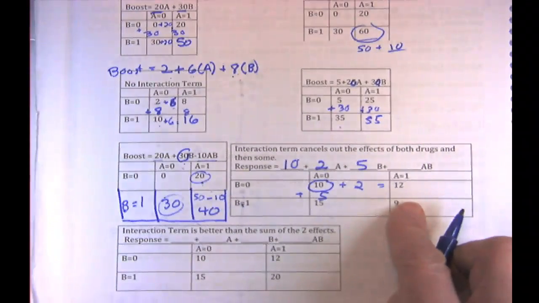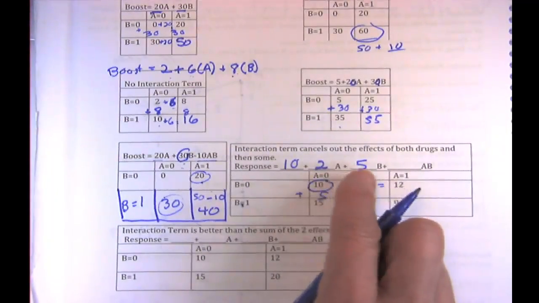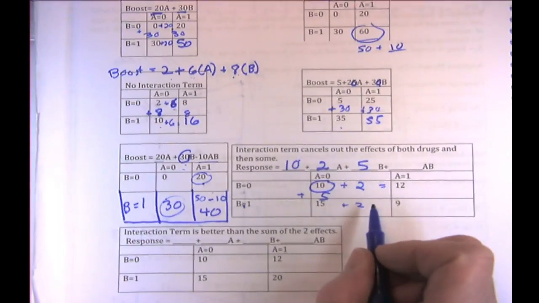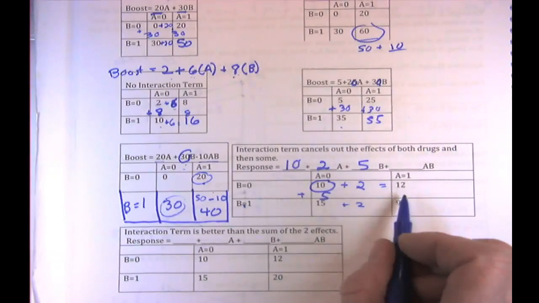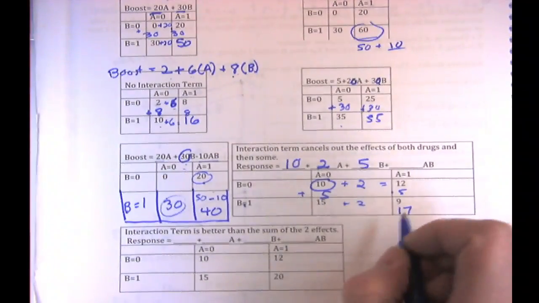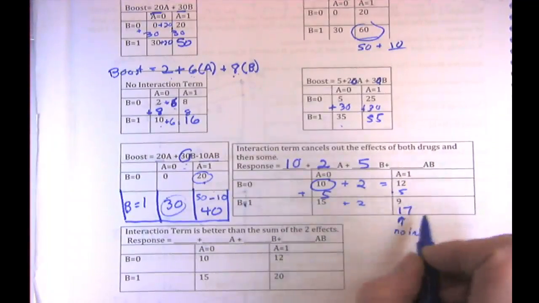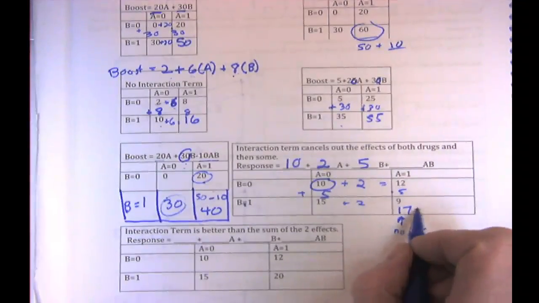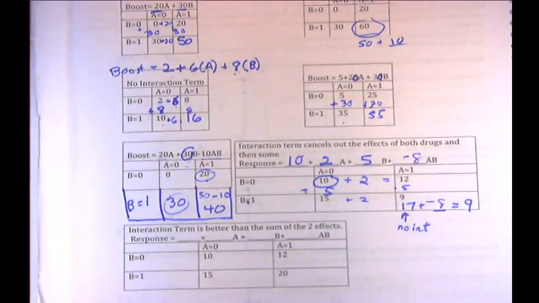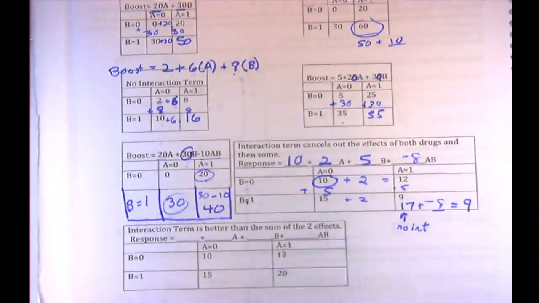Now, without an interaction effect, that would mean that I'd get 10 plus 2 plus 5 is 17, right? Or 15 plus 2 equals 17. Or 12 plus 5 equals 17. So it would be 17 with no interaction. But I didn't get 17. I got, how did I get 9? By subtracting off 8. So that has to be minus 8. And you can always check it by putting 1s in for everything and make sure you do get 9.